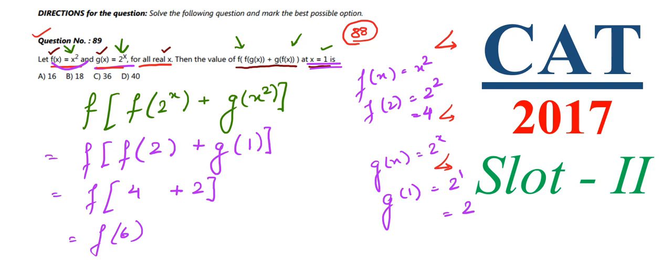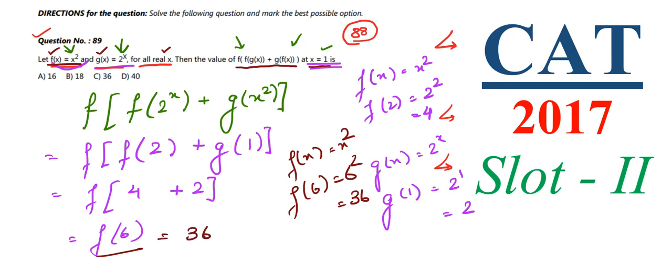Again we have been given f(x) equal to x square. Here we have f of 6. So this will be f of 6, which is 6 square, which is equal to 36. So our value for this will be 36. Hence the value of this equation is 36. This is our answer.